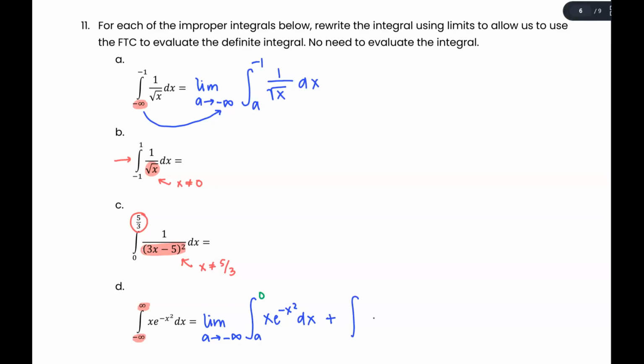Oh, I almost forgot to leave space again. I didn't almost, I did. Leave space for my limit. We need to make sure that this also has a bound of 0, right?